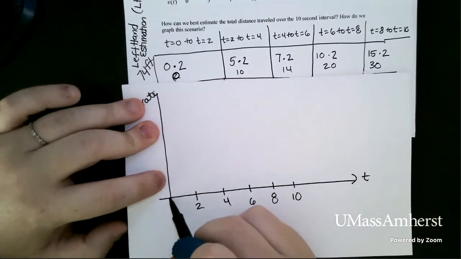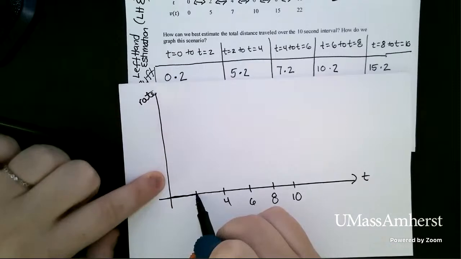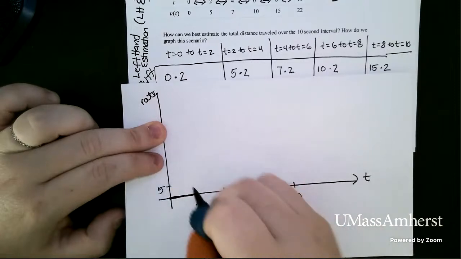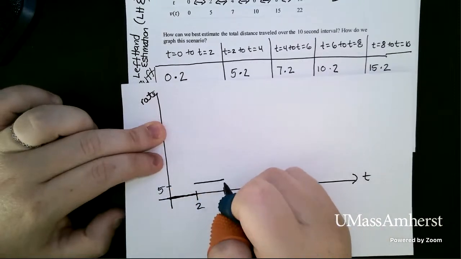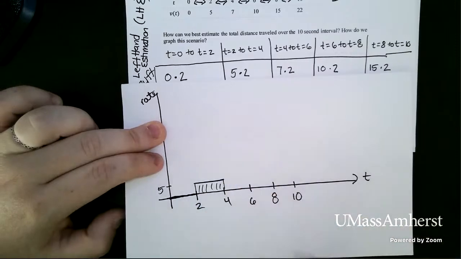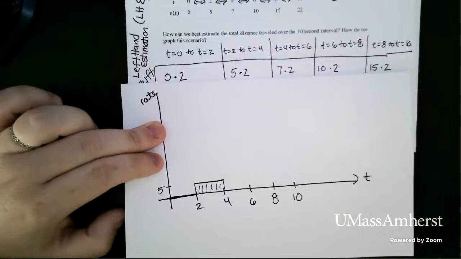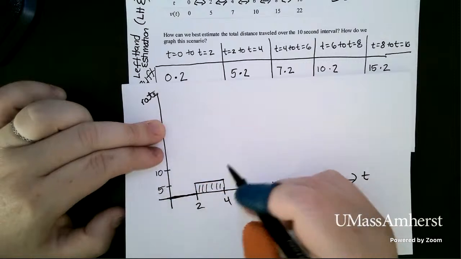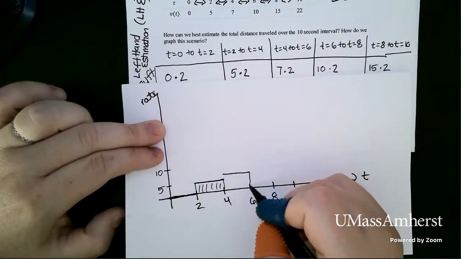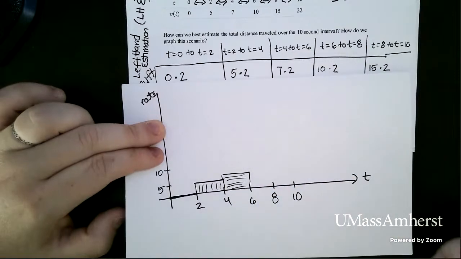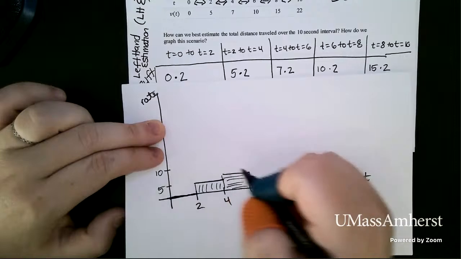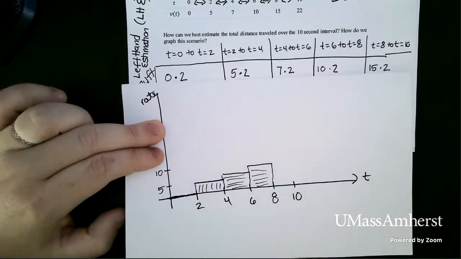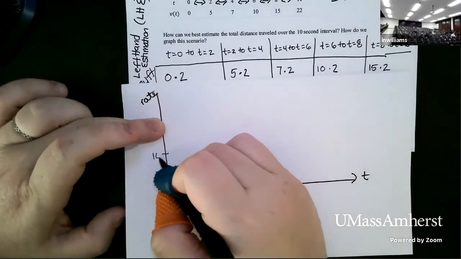So that means from time equals 0 to time equals 2, I'm right on the axis. So that's kind of boring. From time 2 to time 4, my rate jumps up to 5. So that means I have something that is constant at 5 from time 2 to time 4. From time 4 to time 6, I was at 7. I'm just going to count by 5s to help give us a visual here. So let's say 7 is here. Time 6 to time 8, I was at 10. So that's up here. And time 8 to time 10, I was at 15, which is up here.